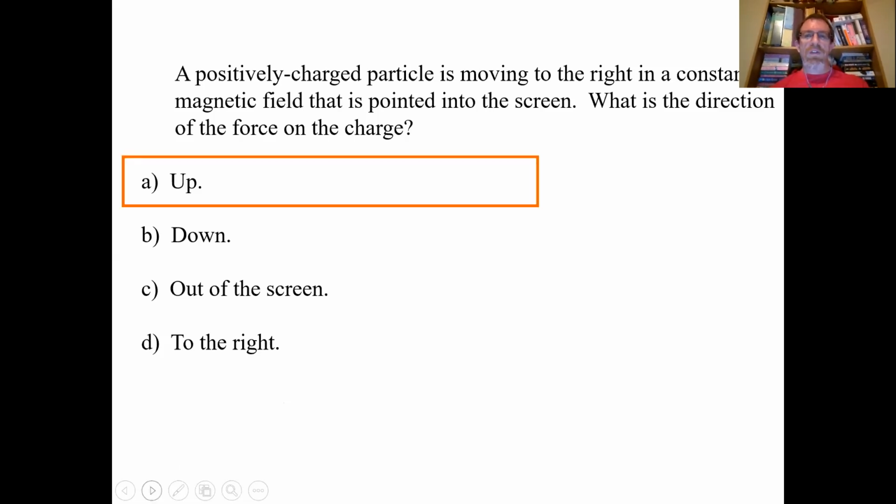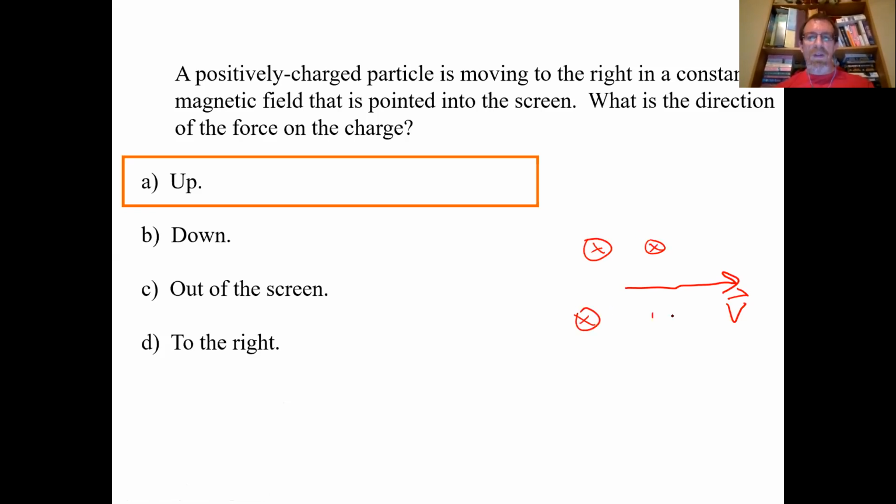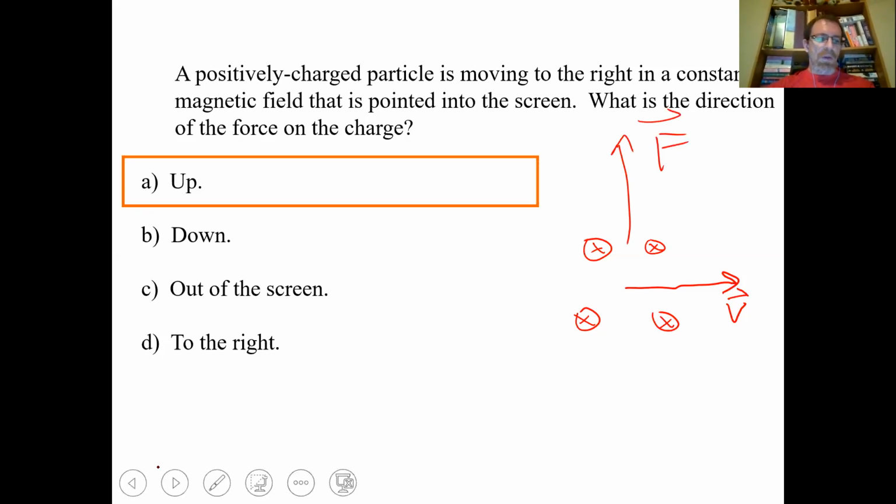Okay, and the correct answer is up. So let's see if we can figure that out real quick. It says our positively charged particle is moving to the right, and our magnetic field is pointed into the screen. Okay, so into the screen. And if I think about the way that my fingers have to curl, I've got my fingers pointed to the right, and then my fingers curl into the screen. And if that's going to happen, then I'm going to have what? I'm going to have an upwards force. All right. So that's the answer on that one.